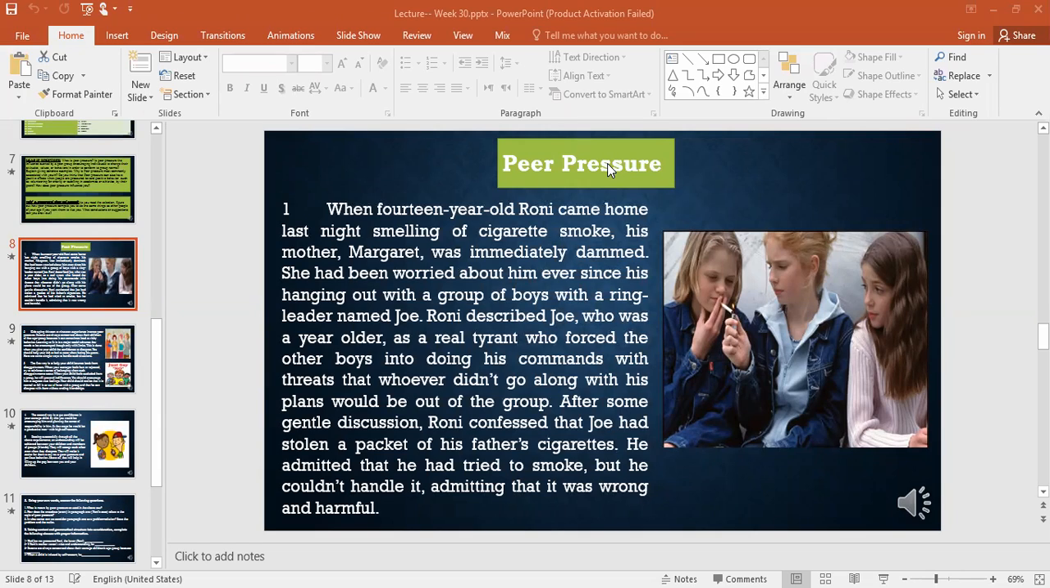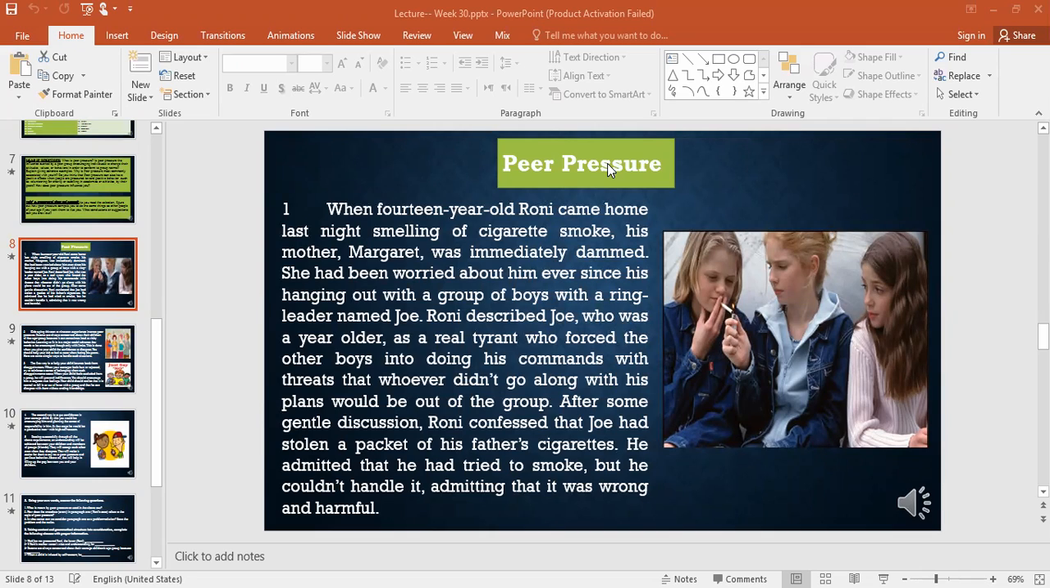Okay, Roni described Joe, who was a year older. So Joe was 15 years old. Roni described him as a real tyrant. It means a real tough person, a real, let's say, arrogant person, a very tough person who forced the other boys into doing his commands. Yani, he forced the other boys in the group to do his orders, yani what he wanted, with threats that whoever didn't go along with his plans would be out of the group. Yani, if you didn't do what Joe wants, you'll be out of the group.